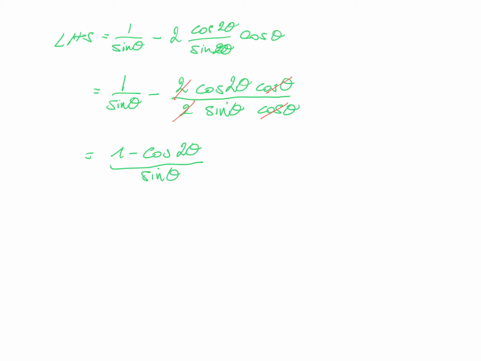And now we see that we have a formula 1 minus cosine 2 theta, which you would have missed if you had replaced cosine 2 theta by something else. So this is 2 times sine squared of theta divided by sine theta, or 2 times the sine of theta, which is equal to the right hand side, so which completes our proof.